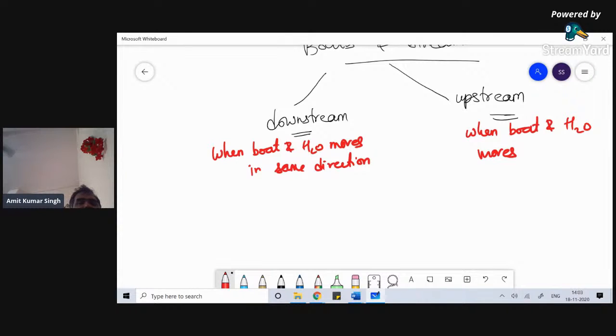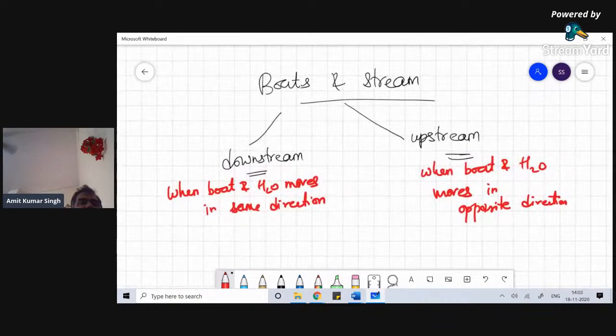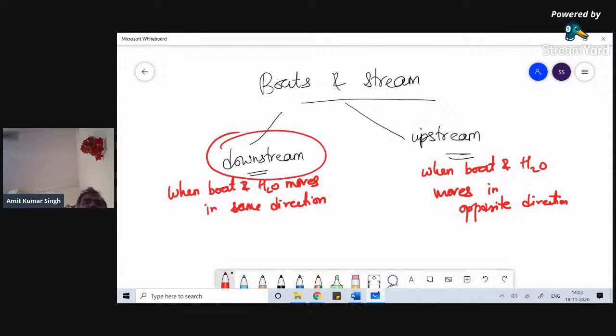Upstream basically means when the boat and water move in opposite directions. So in this topic called boats and stream, we need to understand two terms: one is called downstream, and the other one is called upstream.